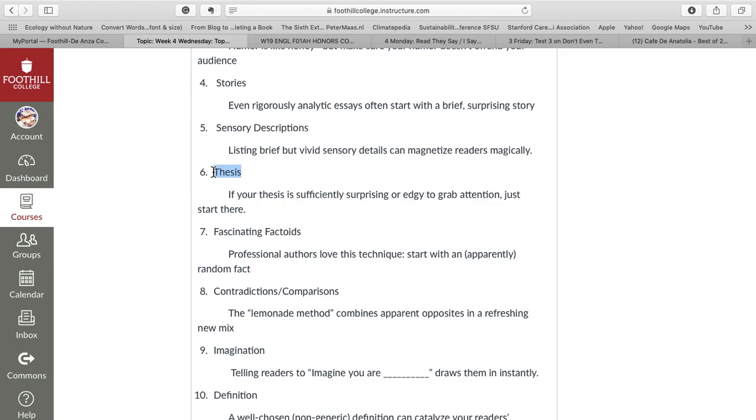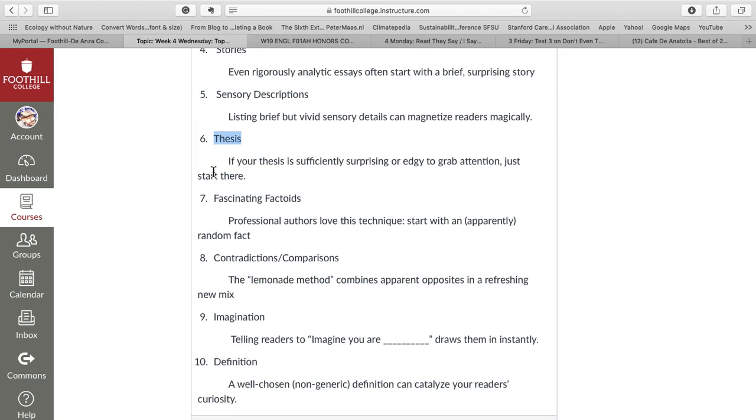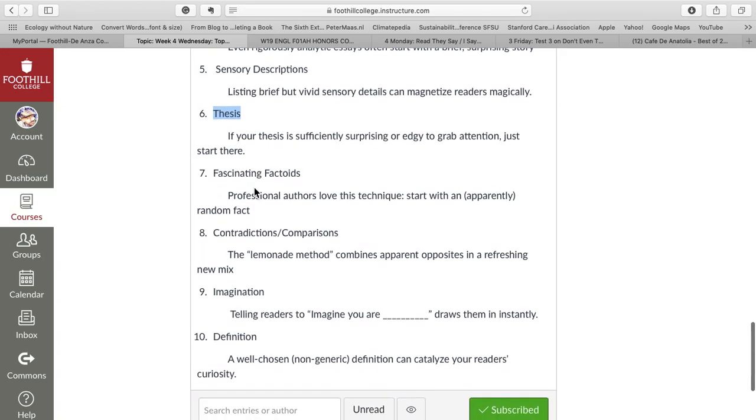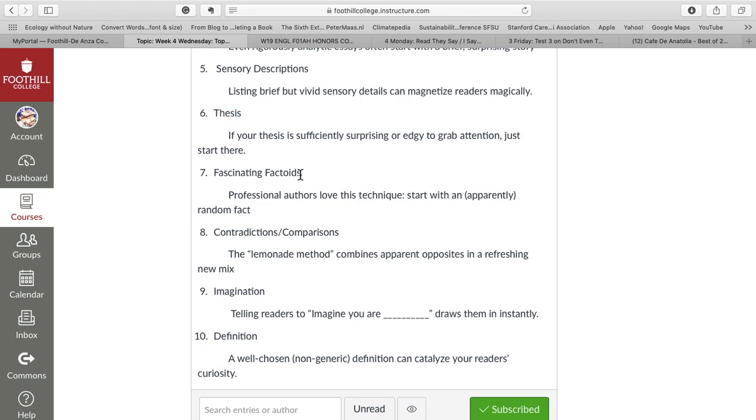Just straight out spitting out your thesis, especially if it's what I would call a shocker thesis, because it'll grab people's attention. Marshall and other writers frequently start with a fascinating factoid. And by factoid, I mean, at first you may not know what this has to do with anything, like some little random thing that happened in 1798. And then you realize, oh, but it has everything to do with the bystander effect, because here's the bystander effect in 1798.